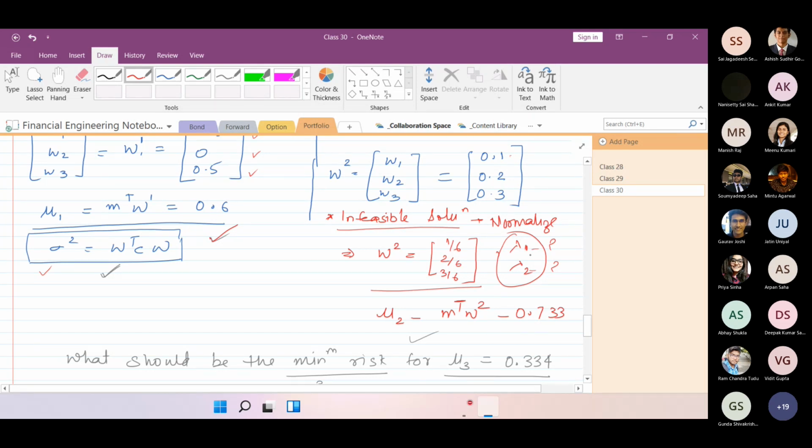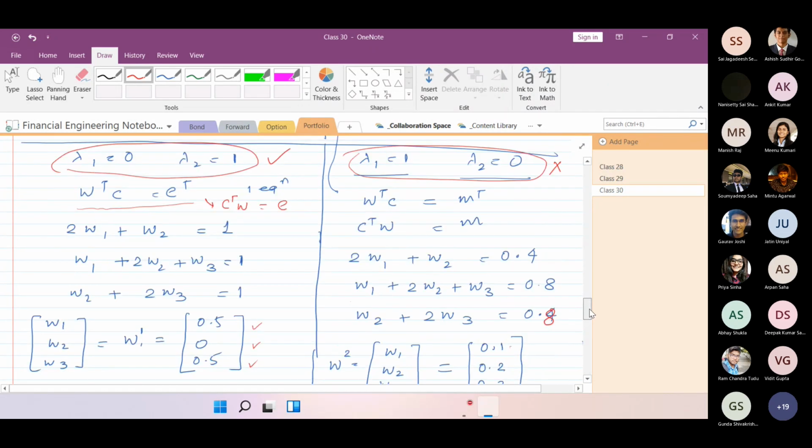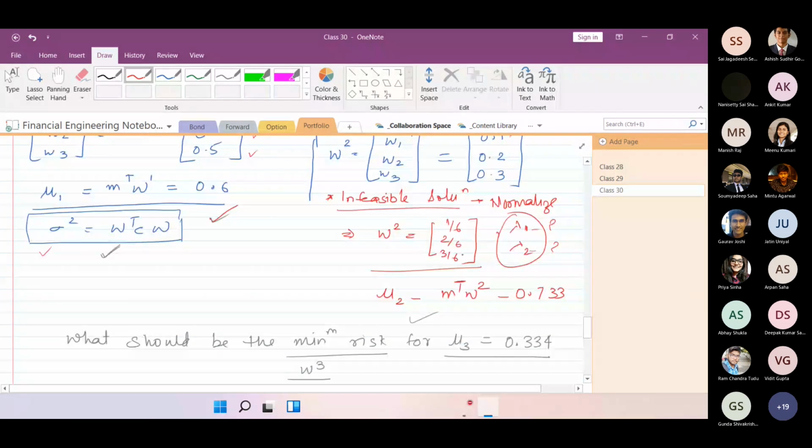But remember that this is not the solution for lambda 1 is equal to 0, lambda 1 is equal to 1 and lambda 2 is equal to 0. For that, you would have a separate value of lambda 1 and lambda 2. We will basically backtrack. For now, we don't need the lambda 1 and lambda 2 value. Right? Mu 2, correspondingly, I got this is the amount.